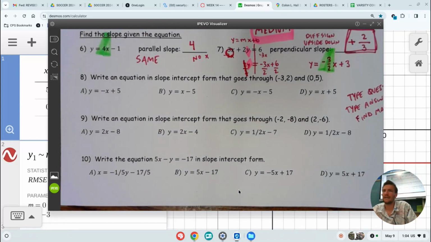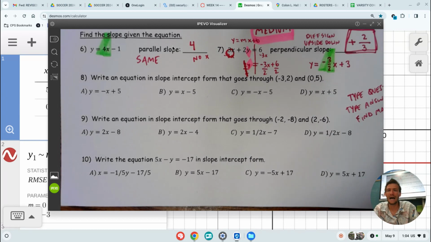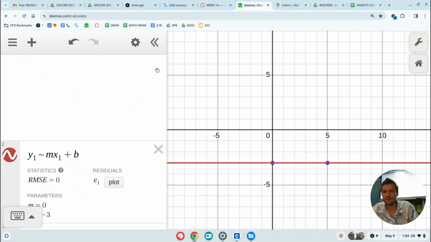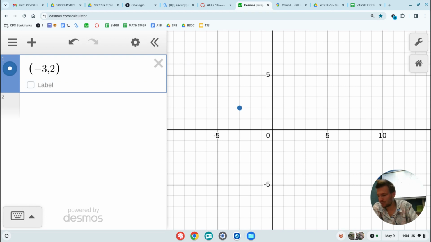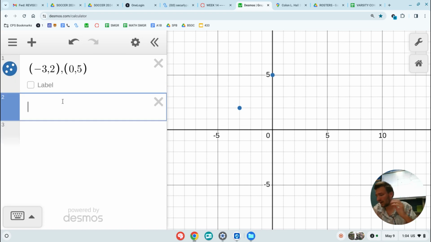Multiple choice, I'm guaranteed going to get this question right. Write an equation in slope-intercept form that goes through those 2 points. You know what? I don't want to. I'm just going to type it in and look for a match. -3, 2 and 0, 5. I need one of these answers to be a line that goes through the dots.